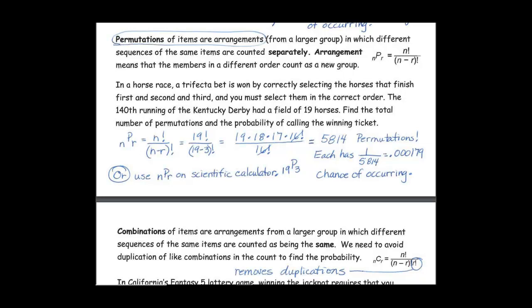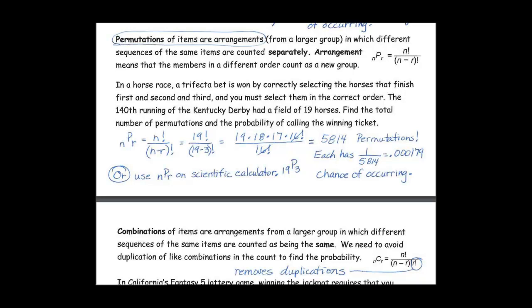So when I pull out my calculator and multiply 19 times 18 times 17, we come up with a huge number of permutations, 5,814 different ways that the top 3 horses could come in a field of 19. So it's not very likely that you're going to win the ticket if you don't know something about the horse race.